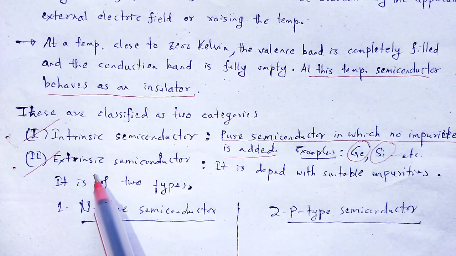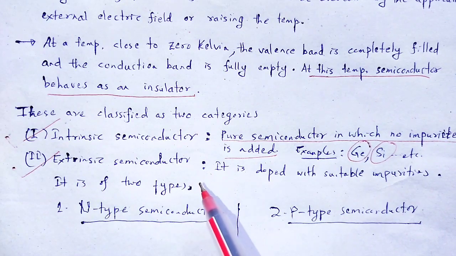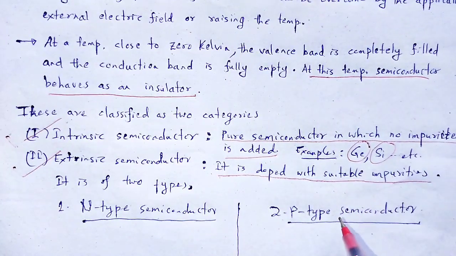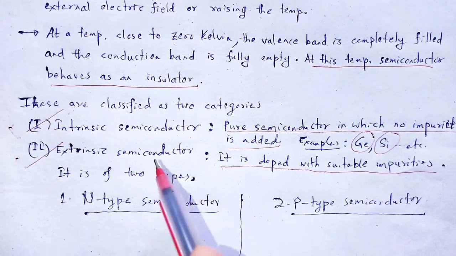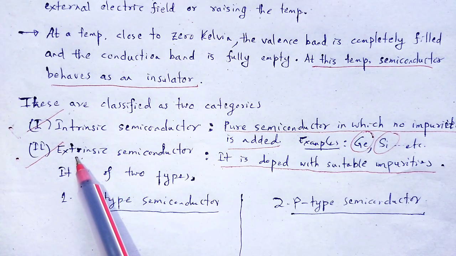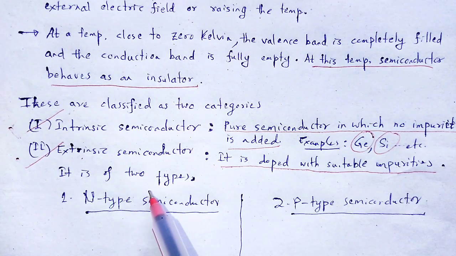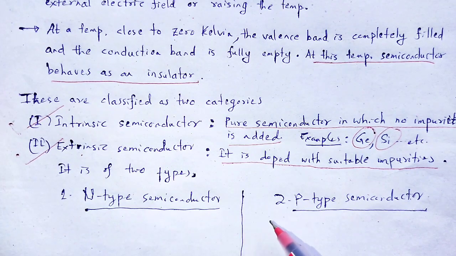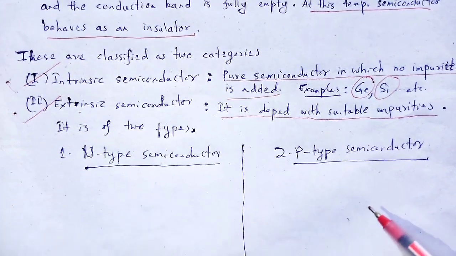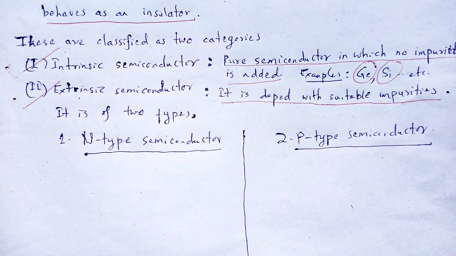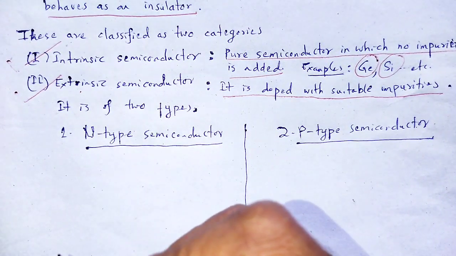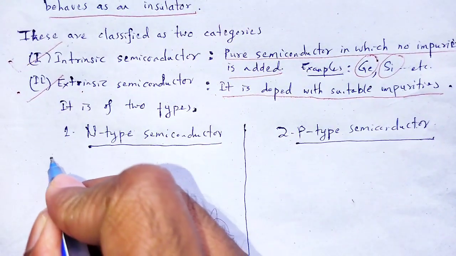An extrinsic semiconductor is a doped one, doped with suitable impurities. And the extrinsic semiconductor is again classified into two types: one is the N-type semiconductor and another is the P-type semiconductor. So, what is an N-type semiconductor? In an N-type semiconductor, the impurity is a pentavalent impurity.